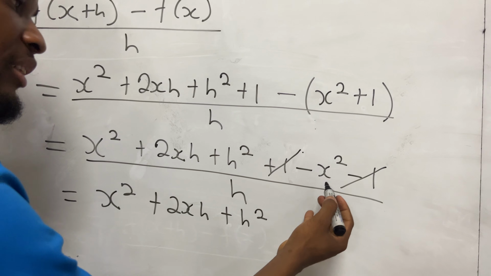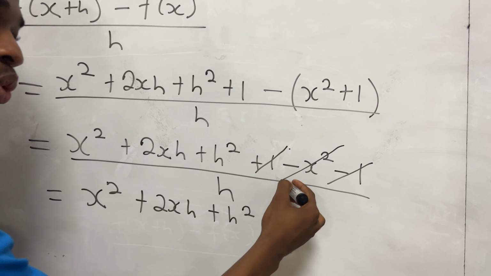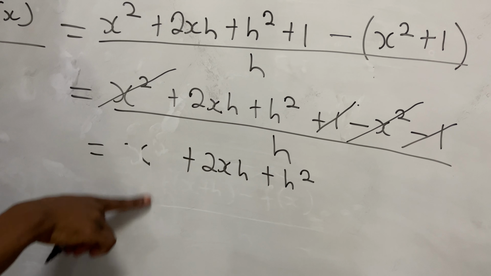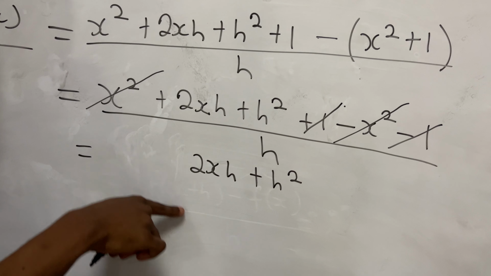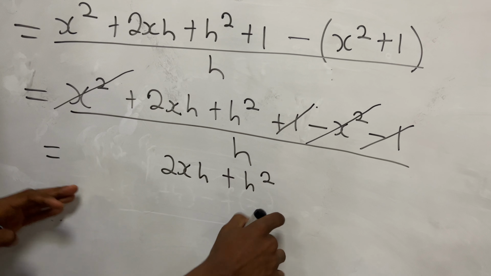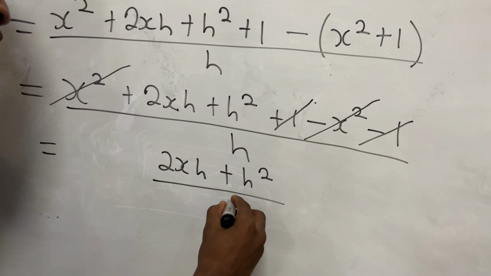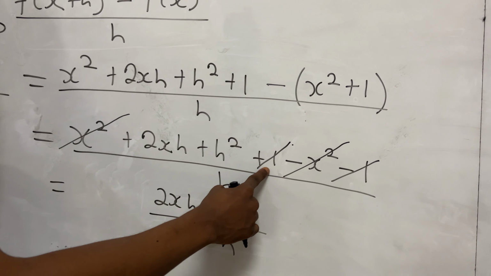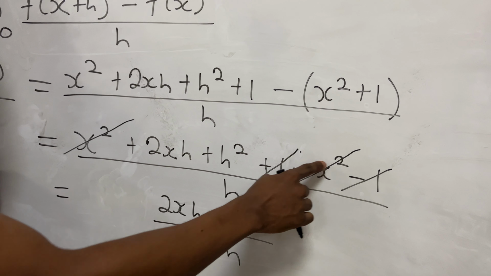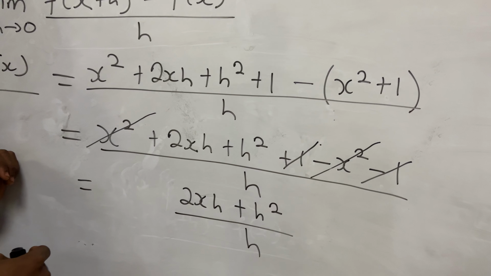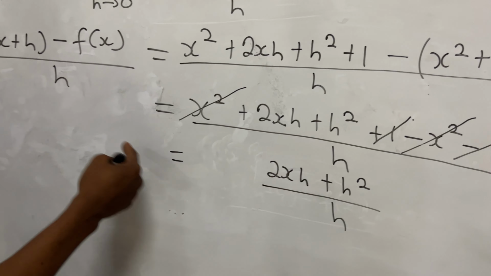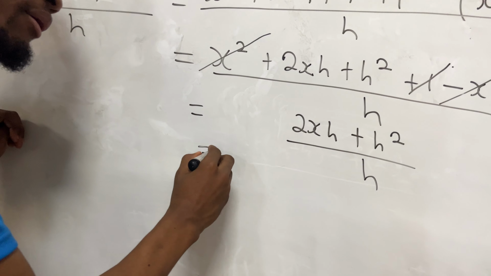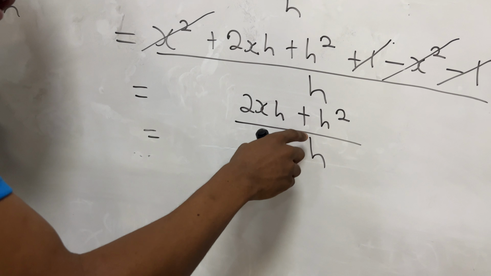Then I have, this negative x squared will again cancel what? Positive x squared. So the x squared will go away. So I'll have this expression all over my h. So first of all, -1 will cancel +1. The negative x squared will cancel x squared. So all this will give me this. Are you okay?